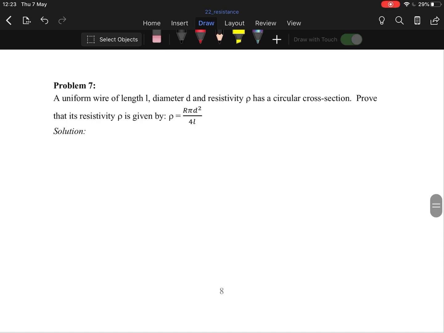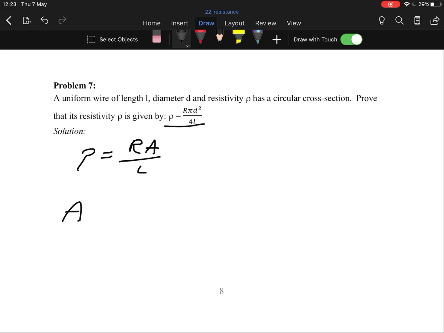All right, a uniform wire of length L, diameter D, and resistivity rho has a circular cross-sectional area. Prove that its resistivity, rho, is given by R pi D squared over 4L. Okay, right. So what do we know? Rho equals RA over L. So we have to prove that this equals this.